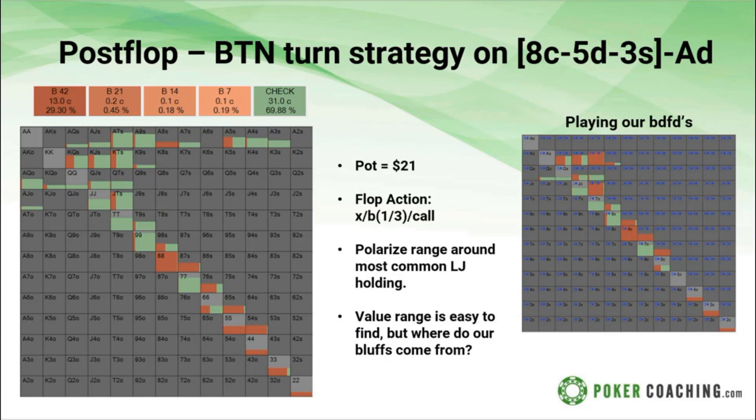So here is the button turn strategy with ace diamond. Once again, the pot is 21. Here are our action frequencies. We're going to be looking to use a 2x pot size with 30% of our range, and then check about 70. And so once again, the most common low jack holding is going to be top pair.